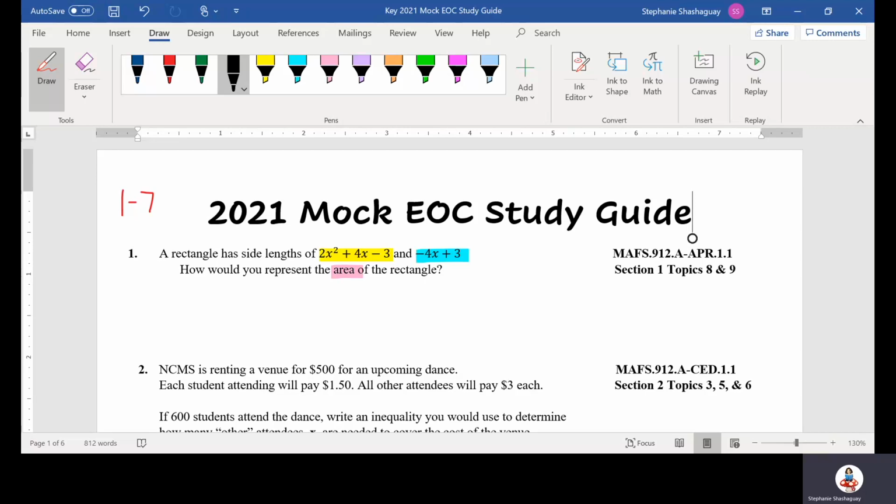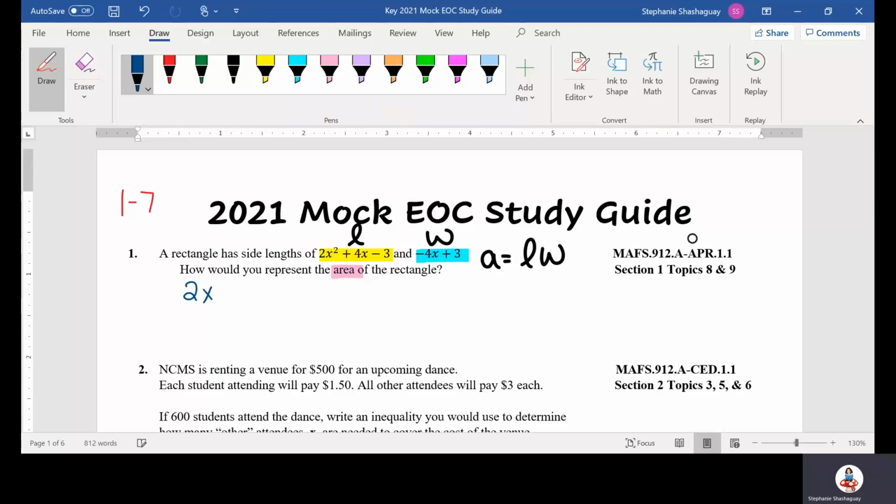Well, if we know that the area is equal to the length times the width, right? That's something we've learned before. I can assign that trinomial, 2x squared plus 4x minus 3, as the length, and that negative 4x plus 3 as my width. So all I have to do is multiply those two polynomials together to find the area of my rectangle. To do that, I'm going to use the box method.